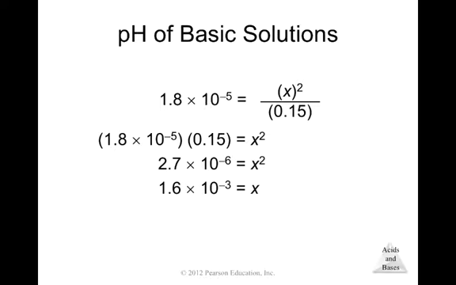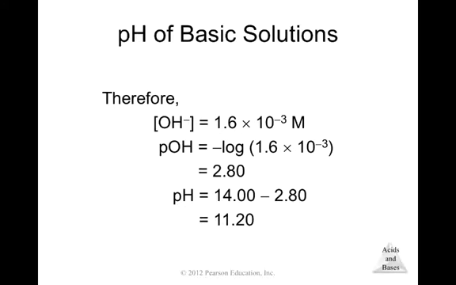So that then is a little bit different. That's our concentration of OH, right? So our concentration of OH is 1.6 times 10 to the minus 3. So our pOH is the negative log of that, so it's 2.8. The question asks us to find the pH. The pH is 14 minus 2.8, right? pH is pKw minus pOH. So pH is 14 minus 2.8, so our pH is 11.2, which makes sense because we're talking about a basic solution, so you want it to be greater than 7.